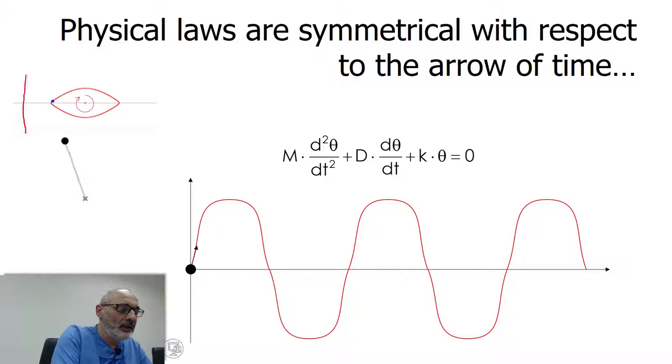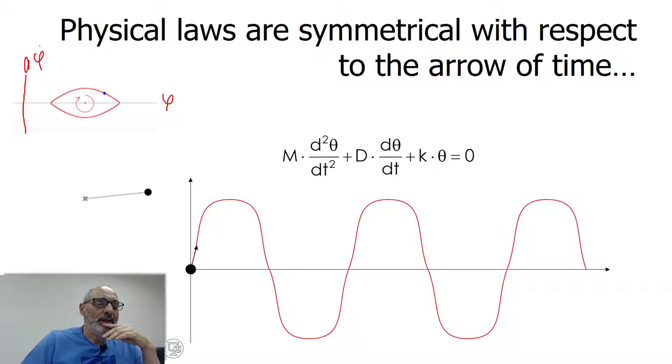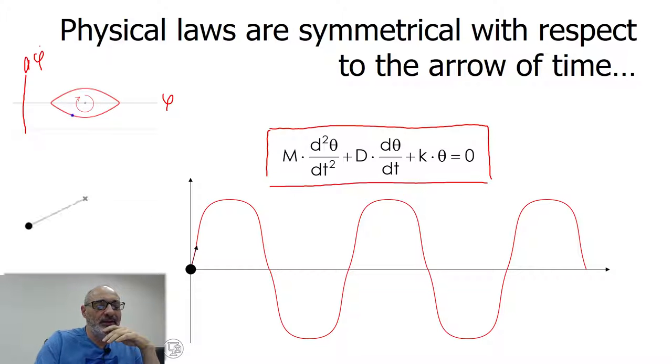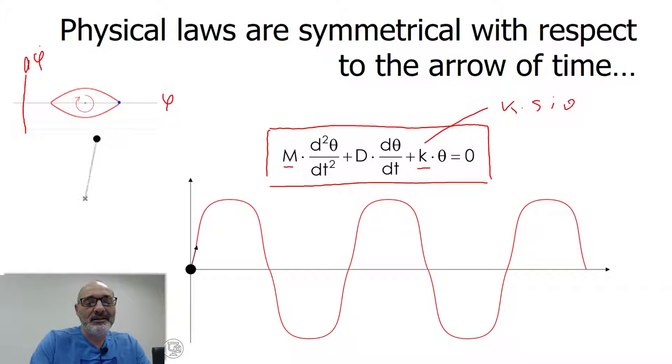So you have, in this axis here, the speed, let's say phi dot, and here the angular position of the pendulum, okay? And the mechanical law that represents Newton's second law is written here. It's a differential equation. M stands for the mass of the pendulum. K is actually, this is not exactly, it's k times sine of theta, okay? So k represents the restitution force, which is proportional to gravity, okay. And D is dissipation, okay, which is zero in this case.